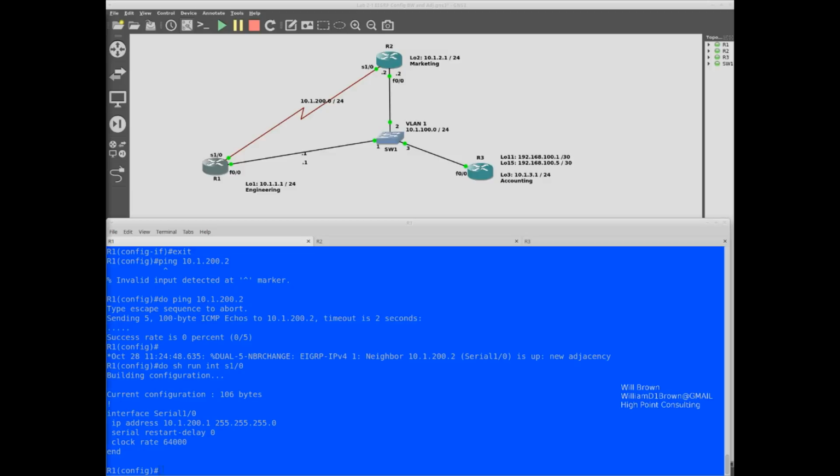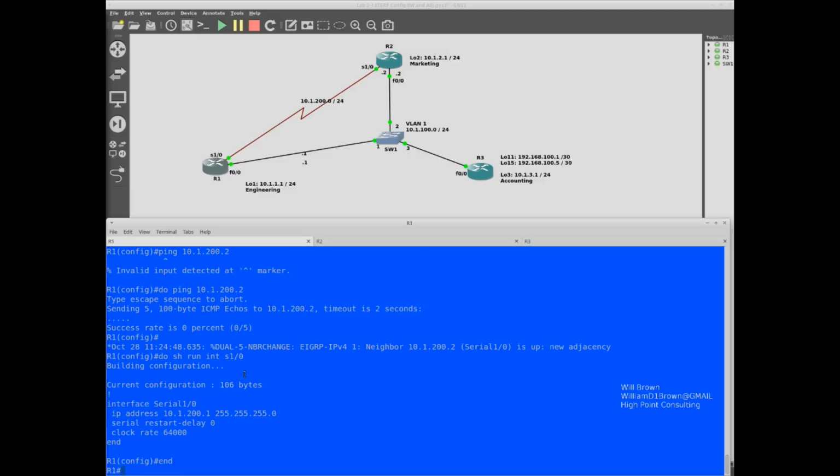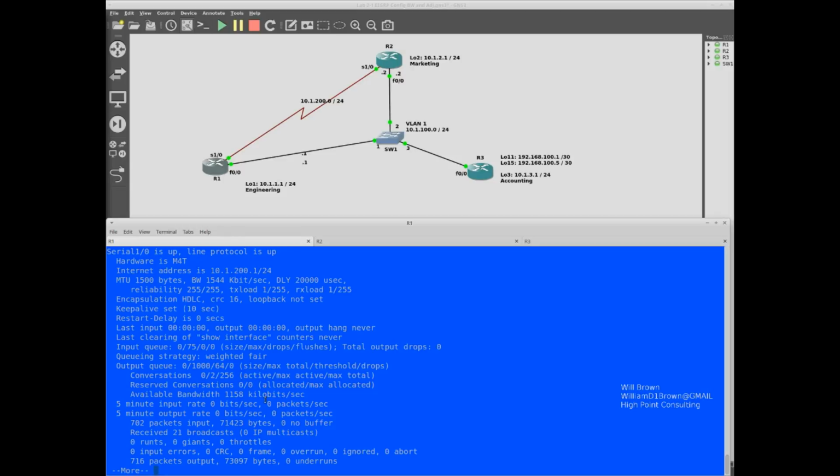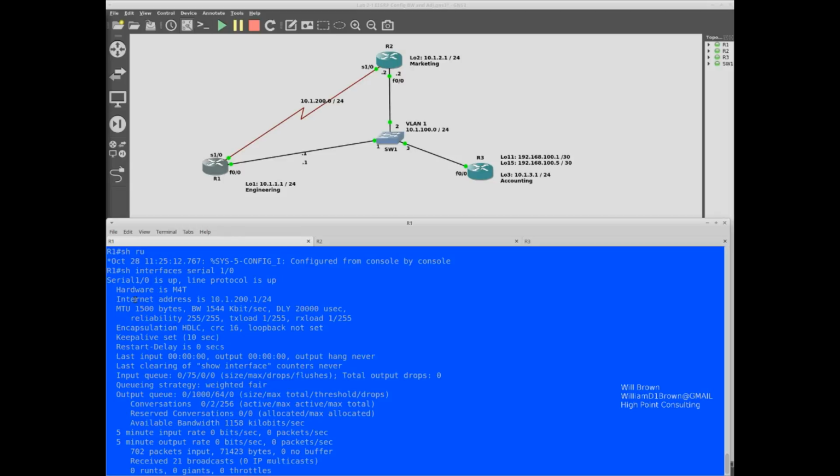Now if we do show run, show interface serial 1/0, we can see here there's the address that's assigned to it with that 24-bit mask, encapsulation HDLC, but what's really important for EIGRP is this line right here. Not so much this one.